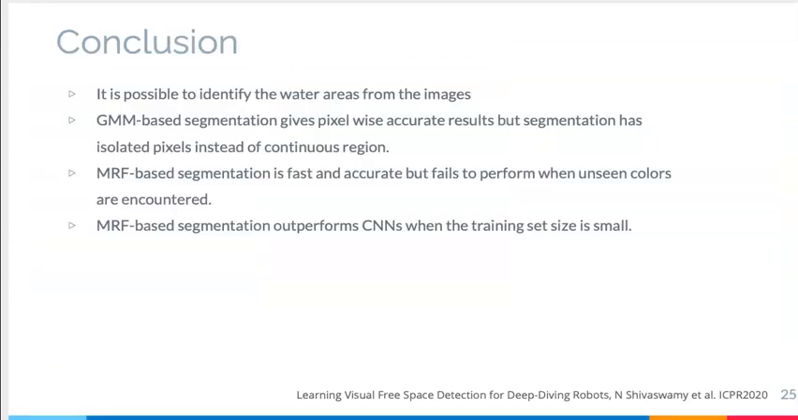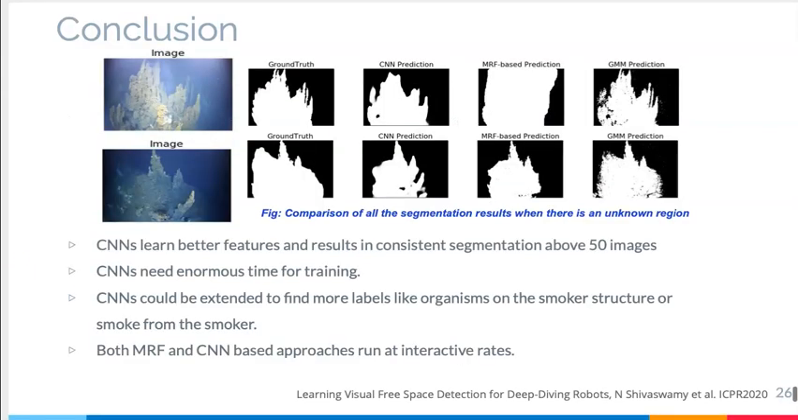Conclusion: it is possible to identify the water areas in the images. However, the GMM-based approach gives pixel-wise accurate results, but the segmentation has isolated pixels instead of continuous regions. MRF-based segmentation is fast and accurate, but fails to perform when unseen colors are encountered. MRF-based performance sometimes outperforms CNN when the training set size is small.